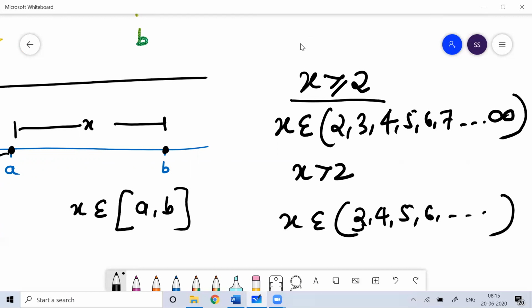Okay, I hope you understood this. So this is a very important framework, which is very important for us to realize.